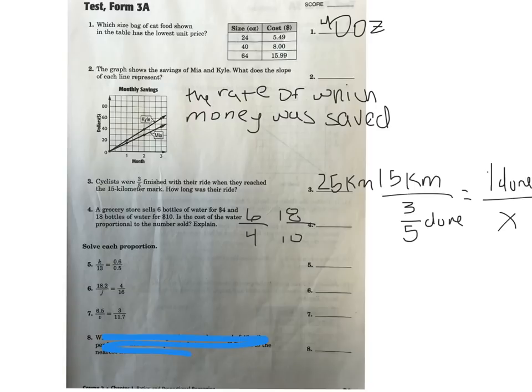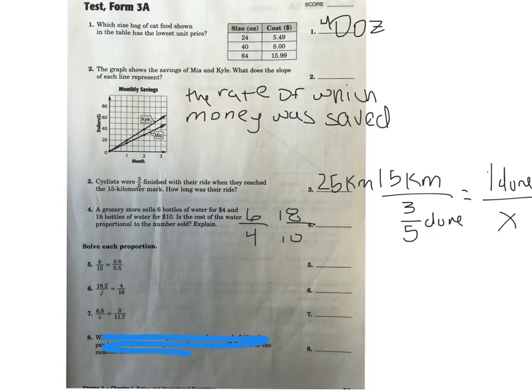For number 4, a grocery store sells 6 bottles of water for $4 and 18 bottles of water for $10. Is the cost of the water proportional to the numbers sold? Explain. So if you find 6 bottles for $4, the unit rate for $1, you would get 1.5 bottles for $1. And for 18 bottles for $10, you would get 1.8 bottles for $1. And these rates are not equivalent.